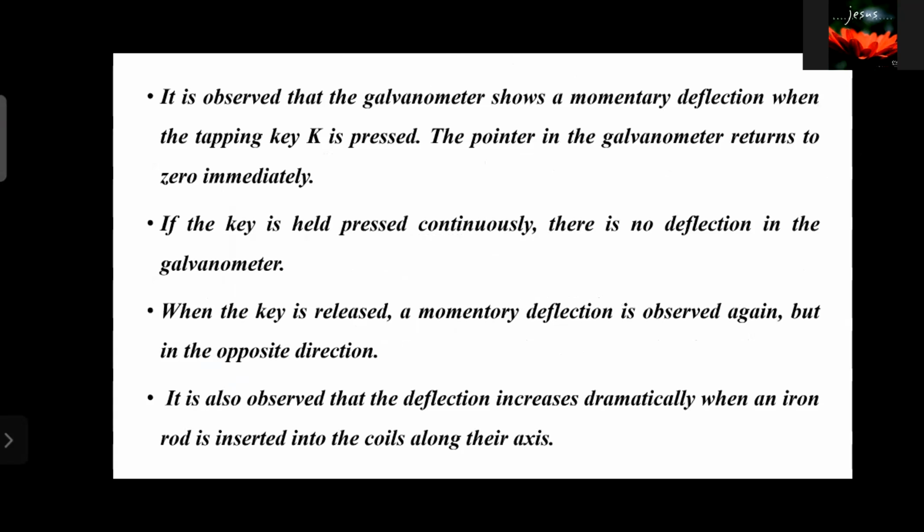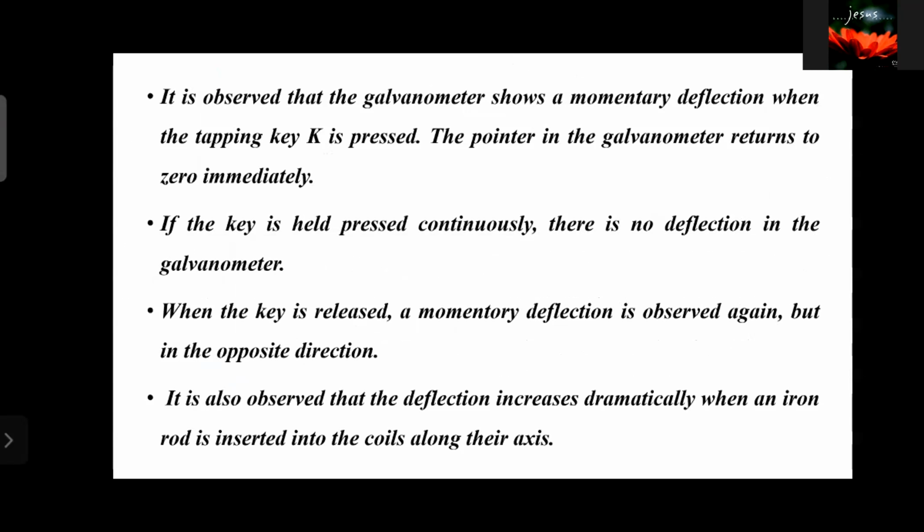Here we can observe that the galvanometer shows a momentary deflection when the tapping key is pressed. Here the function is only for the key, when the key is on or off. When the key is pressed, that means the key is on, a momentary deflection can be seen in the galvanometer. That means there will be an induced current. The pointer in the galvanometer returns immediately to zero.